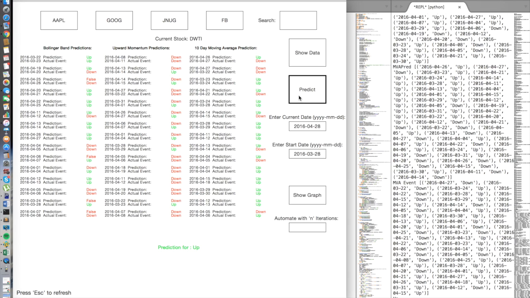And so finally, we have our prediction. So our prediction is up for the next day.